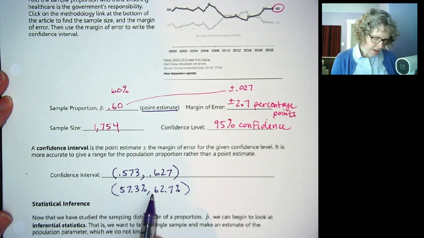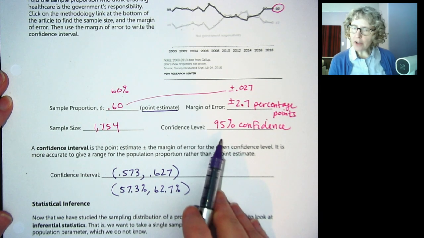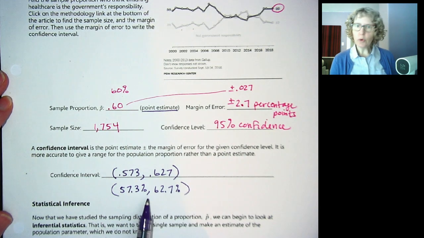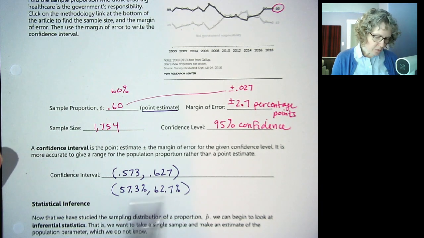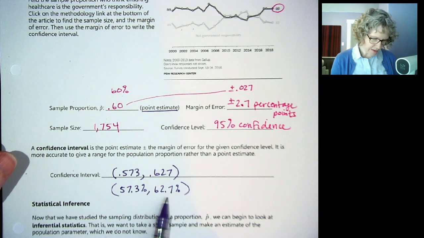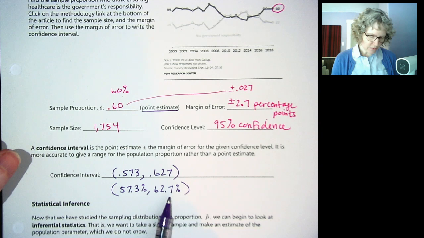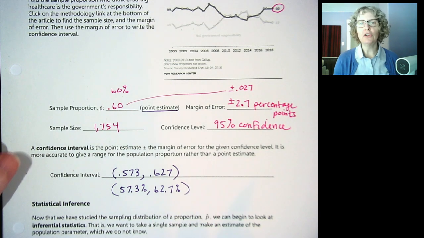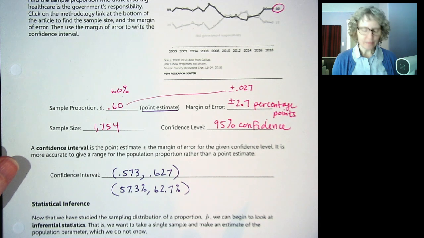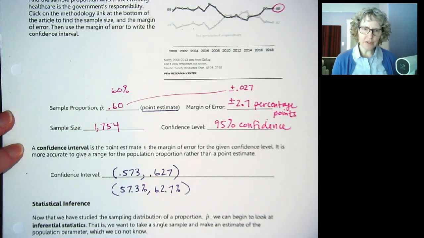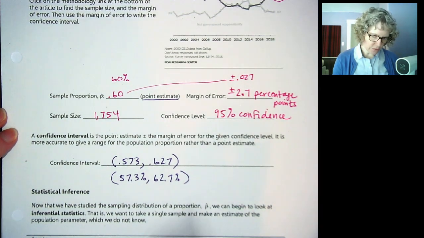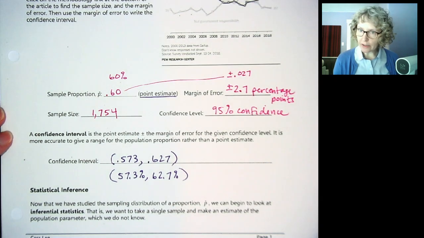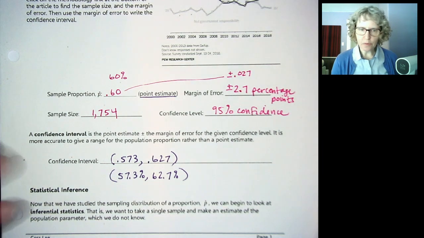So really what we're saying is we are 95% confident that the true proportion of people who think that healthcare should be government's responsibility falls within 57.3% and 62.7%. So this gives us a range, and this is called our confidence interval. Okay, so that's an introduction to confidence intervals. And next I will be showing you all of the nuts and bolts. I'll show you the formula that we're going to use to calculate this, that they used, and all of the pieces and parts of the formula that we need.